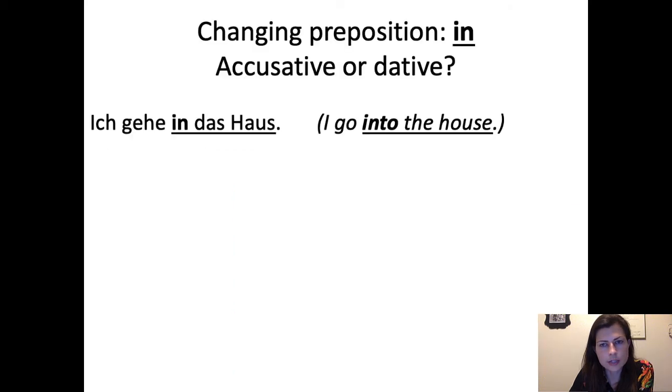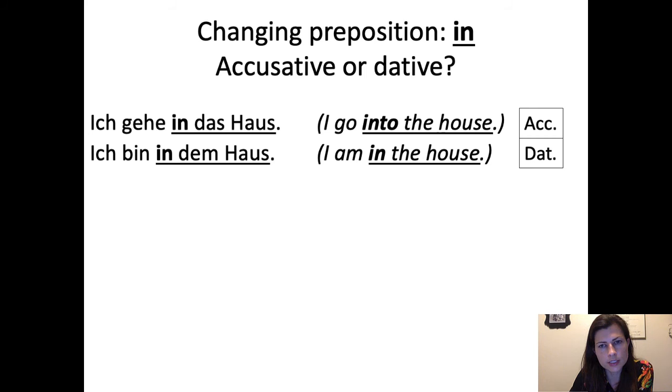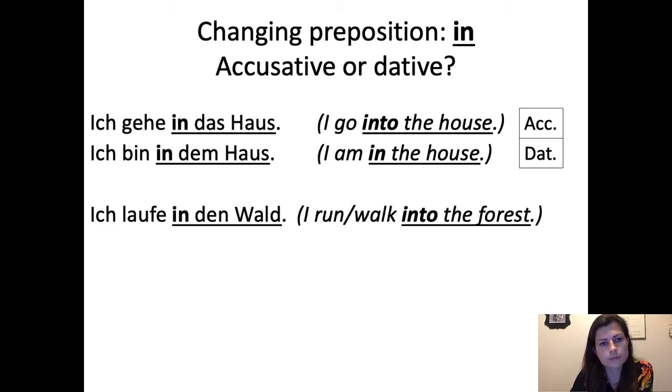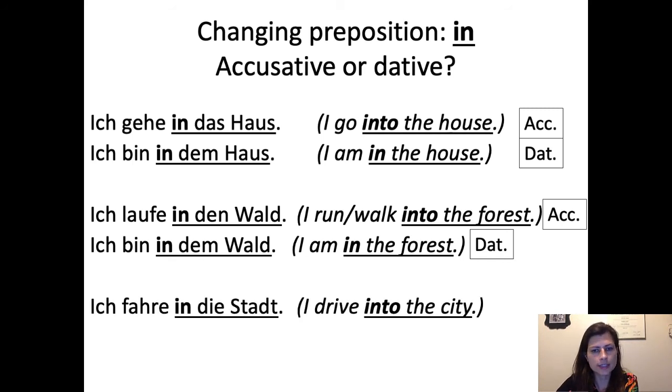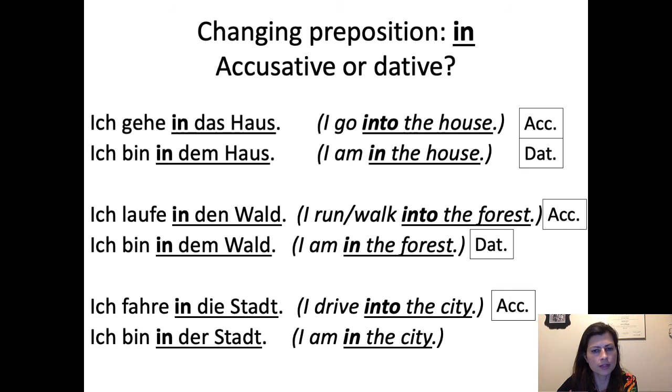So let's look at the difference. Ich gehe in das Haus. That one is accusative, because when there is movement, you're going into the house, that is going to take the accusative. But if there is no movement, you're just in the house, then it's the dative. Ich bin in dem Haus. So in das Haus versus in dem Haus. Ich laufe in den Wald, same thing. That one is going into the forest, versus ich bin in dem Wald, in the dative. Ich fahre in die Stadt. I drive into the city, accusative. Ich bin in der Stadt, in the dative. Yeah.